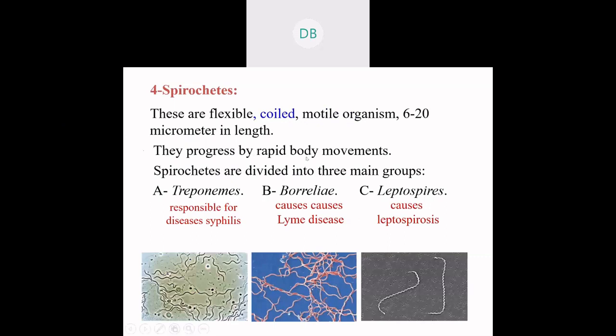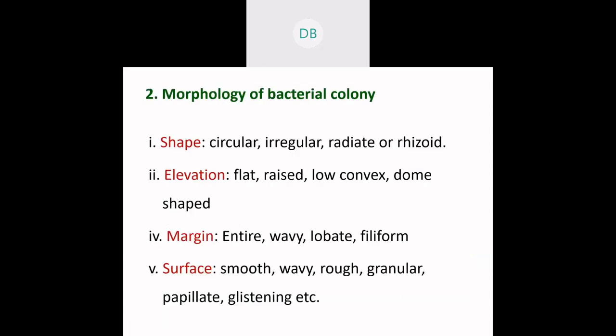Spirochetes are coiled structures, and they too have rapid body movements. They come in three main groups: Treponema, Borrelia, and Leptospira. As seen in the figure, they have different structures and different kinds of shapes. So by observing these shapes under a microscope, you can identify which type of spirochete you have isolated.